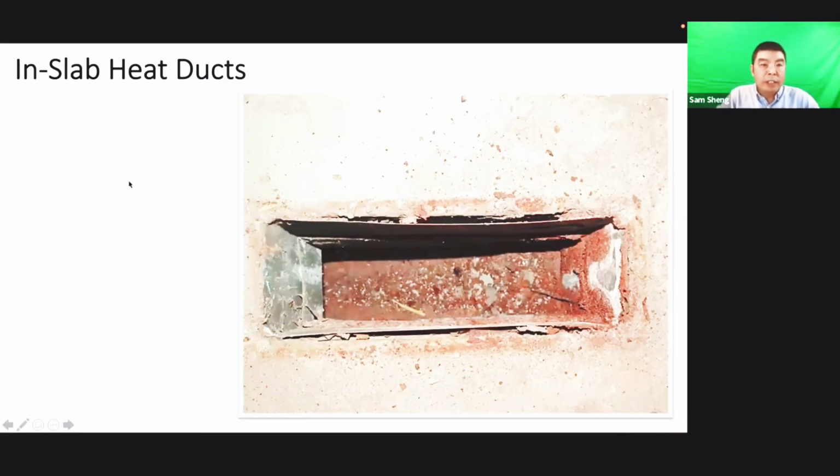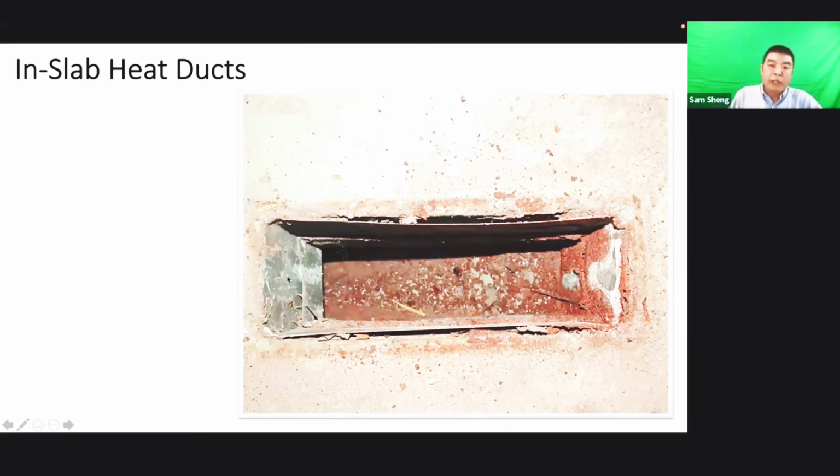Okay, so this is an in-slab heat duct. If you meet a downflow furnace in a building that has a basement below grade, be sure to check for corrosion in the ductwork system. Like this one, we saw maybe there was water inside before, and it makes things like this. It's rusted, and sometimes maybe it's broken inside the pipe.